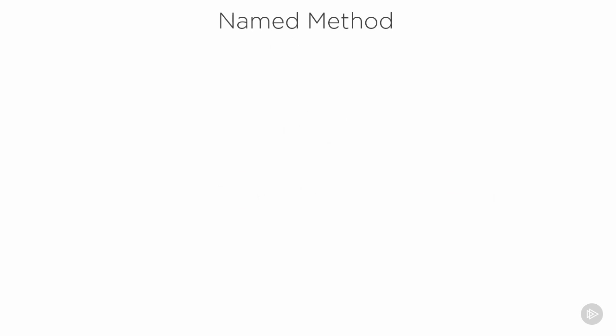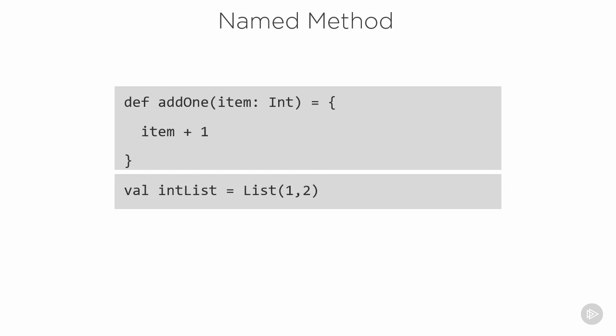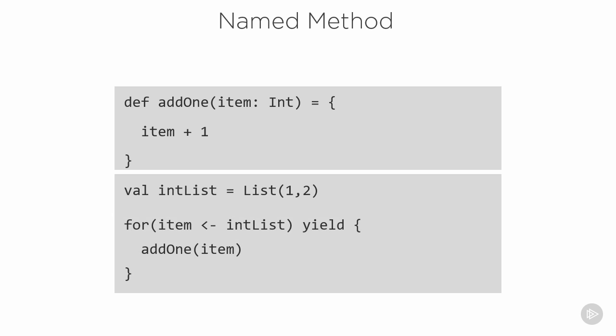use of named methods. Here, we simply define a method which takes an integer value and returns that value incremented by 1. That method has a name, add1, so that it can be easily referenced in other portions of the code. So, we'll take a list of integers and take each item and pass it into the add1 method so that it can be incremented. Then, we yield that iteration as this new list of incremented integers. Simple enough. Most developers write code like this every day.